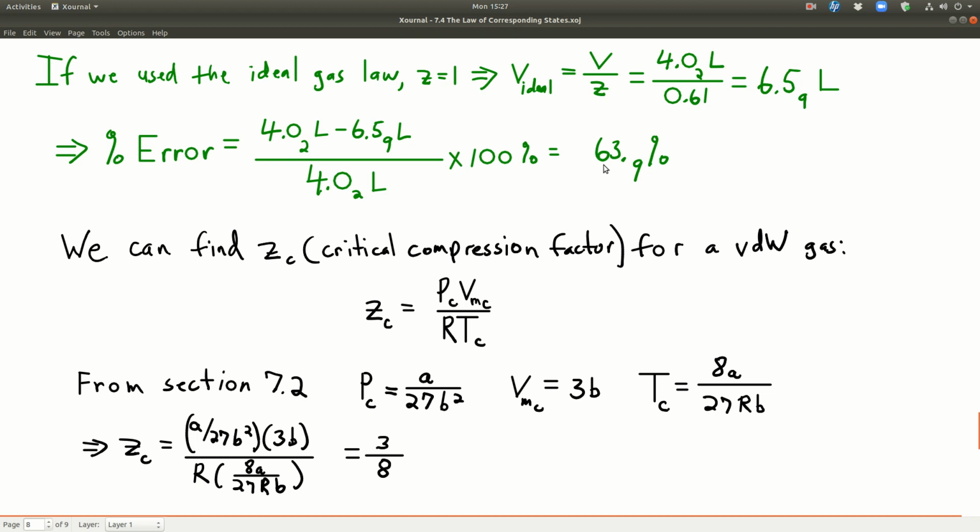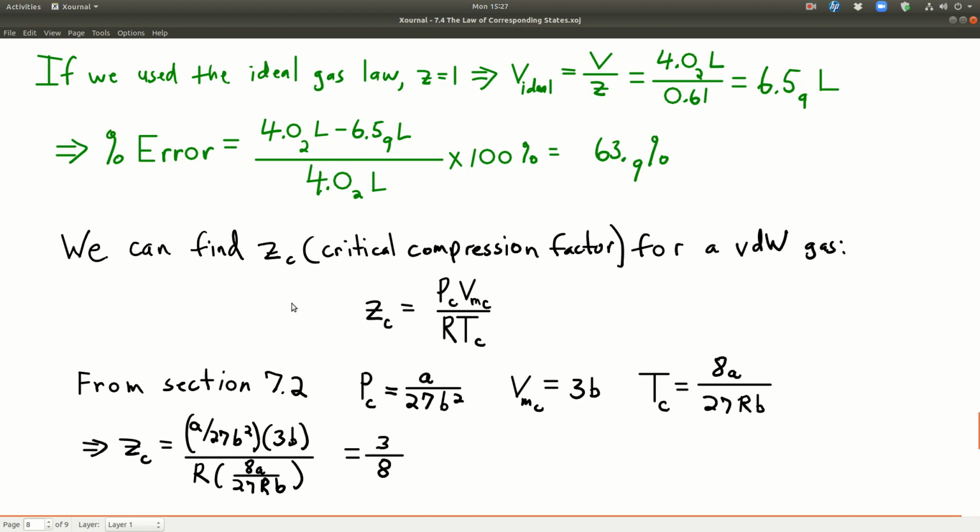Now we can also get an expression for the critical compression factor, Zc, for a van der Waals gas. So Z is PV over RT, for molar volume V molar. So the critical compression factor would just be when these values are at their critical values. But once more, we showed back in section 7.2 that for a van der Waals gas, we can write the critical pressure, molar volume, and temperature like this. Plugging these values in here for these three, it just simplifies to 3/8.